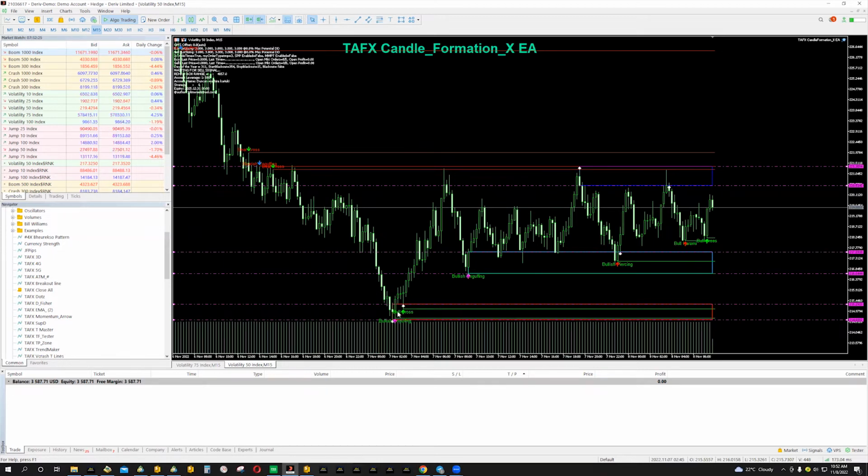So for instance, here there is a bullish candle, and we have a supply and demand zone at this area. So this tells us the moment this bullish candle closes, the opening price of the second candle after the bullish close or engulfing, that's when the EA will pick a trade.